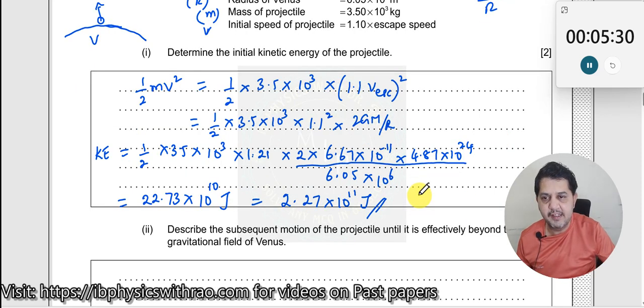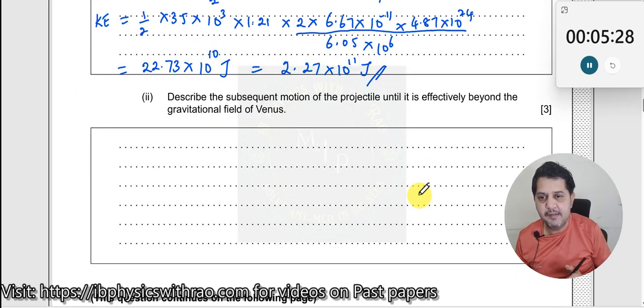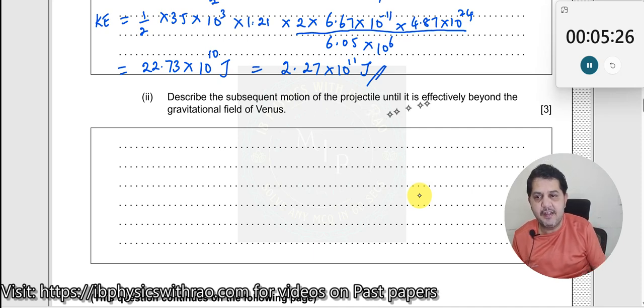Now let us move on to the next one. Describe the subsequent motion of the projectile until it is effectively beyond the gravitational field of Venus. What is happening to the motion of the projectile? Now, what happens is, for 3 marks, okay, let me elaborate this.